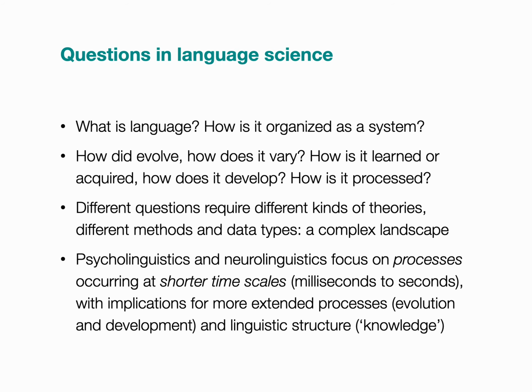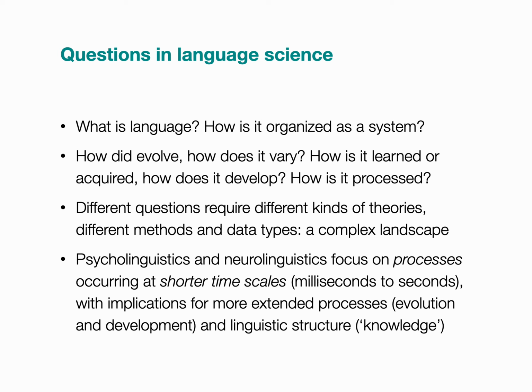The questions we care about in language science include what is language, how is it organized as a system in the mind or brain, how did it evolve for our species, how does it vary over space and time, how is it learned or acquired, and how does it develop in children, and finally, and that is our focus today, how is it processed? Answering these questions will obviously require different kinds of theories, different methods, and different data types.